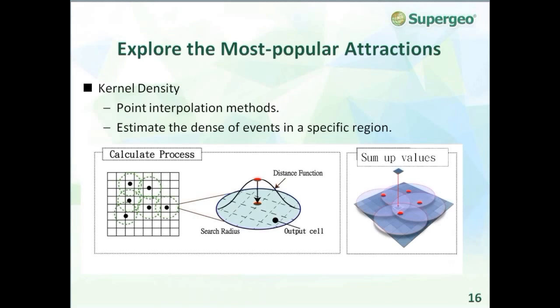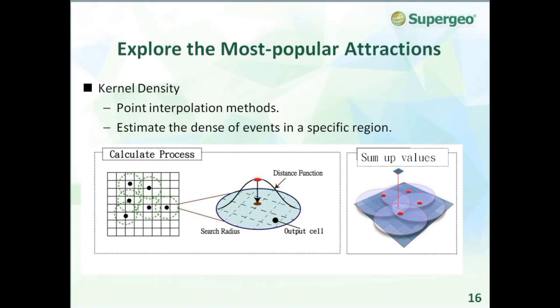Kernel density is a point interpolation method. The goal of density estimation is to take a finite sample of data and to make inference about the underlying probability density everywhere. It's usually used for estimating the density of events in a specific region. It has been widely applied in different applications such as infectious disease, crime distribution, and so on.